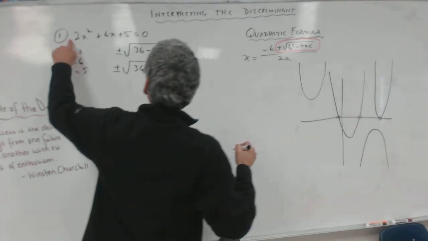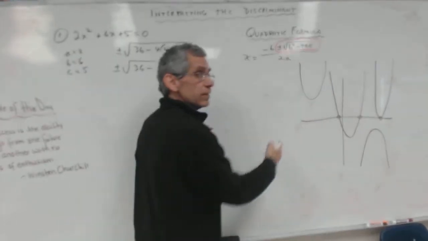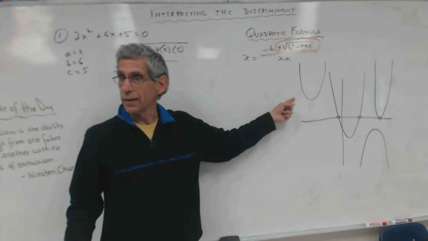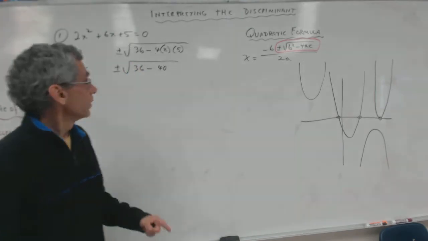In this case, it's a positive a, so it'll be a happy face. It's never going to cross the x-axis. It's going to be sort of like that, right? Does that make sense?